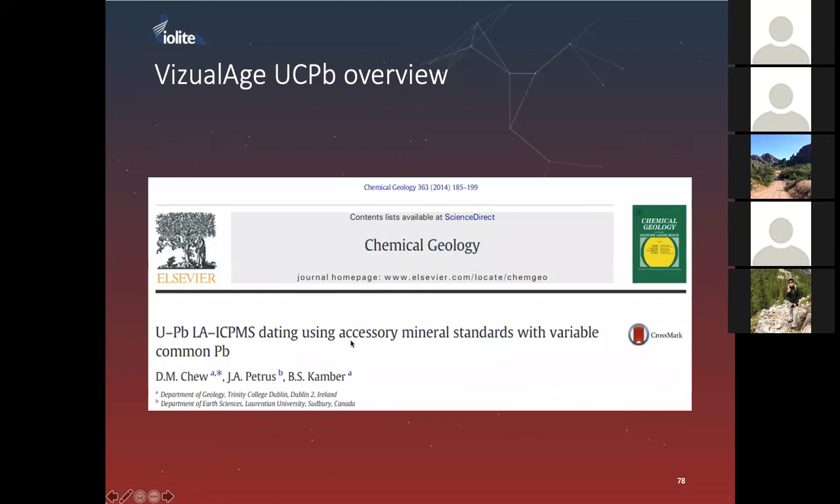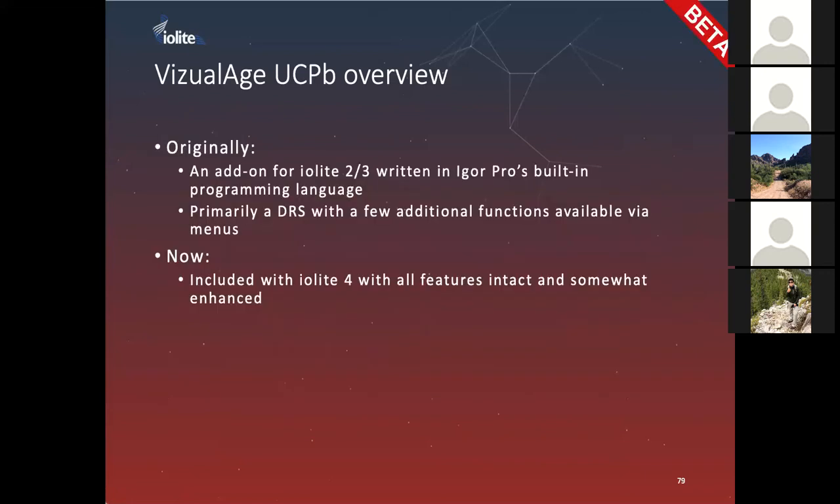Now, our stab at this was published in 2014 in Chemical Geology, and this was a project that myself and David Chew and Balz Kamber had worked on. And so what was this? This was originally called Visual Age U Combine. It was a data reduction scheme that was written as an add-on for iolite 2 and 3. Like Visual Age, it was written in Igor Pro's built-in programming language. And it was primarily just a data reduction scheme. There were a few additional functions available to calculate common lead corrections on unknowns as well, I believe.